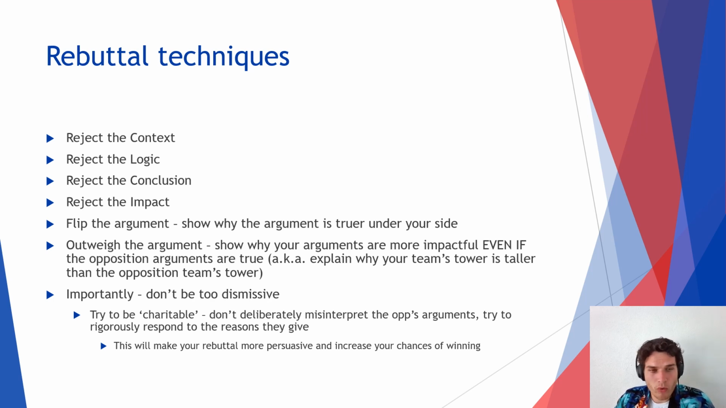Importantly, throughout all this, you should not be dismissive. Try to be charitable is a debating word we use here. Don't deliberately misinterpret or strawman the opposition's arguments. Don't try to make the adjudicator believe they've said something they haven't. Instead, try to rigorously respond to the reasons they do give. Try to say, okay, so you're given three claims. Let's go through each claim and rebut it comprehensively.